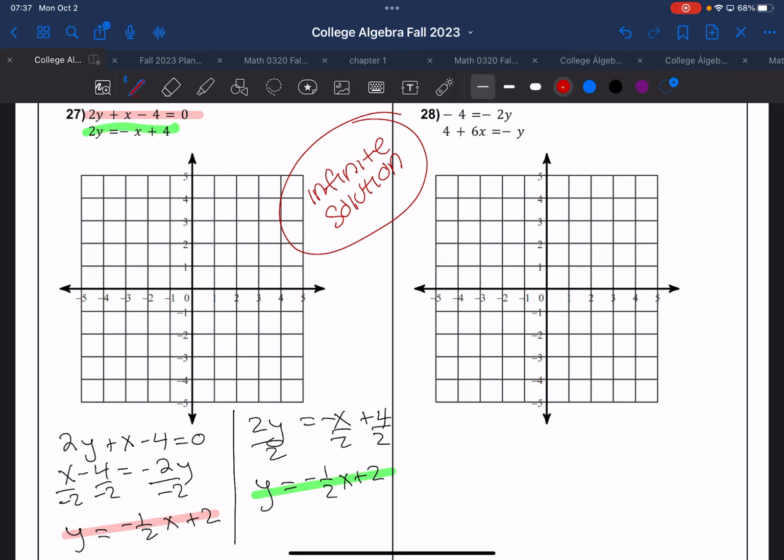But these are the notes, and the most important thing on the notes is this part right here. You can always graph to double check your work, and you'll see that both these lines will be on top of each other.